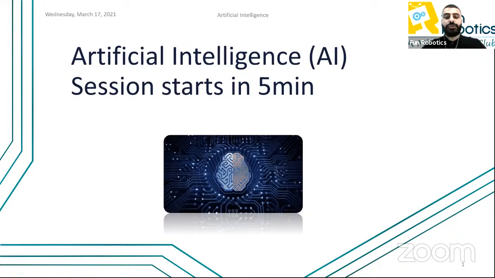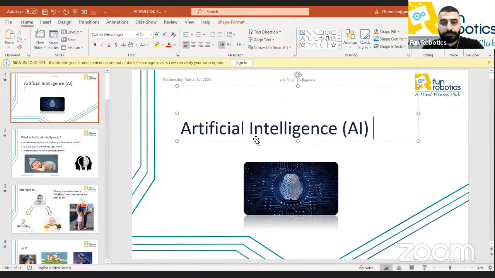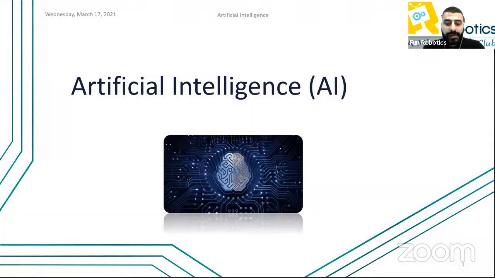First of all, I'd like to introduce myself. My name is Rasim Al-Ashqar. I am a graduate from RIT University, electrical engineering specifically, with a focus on AI, or artificial intelligence. I work here at Fun Robotics as an AI and robotics trainer. And today I'll be giving you this session on AI, what is AI, and we're going to be participating in some various activities together. So, all right.